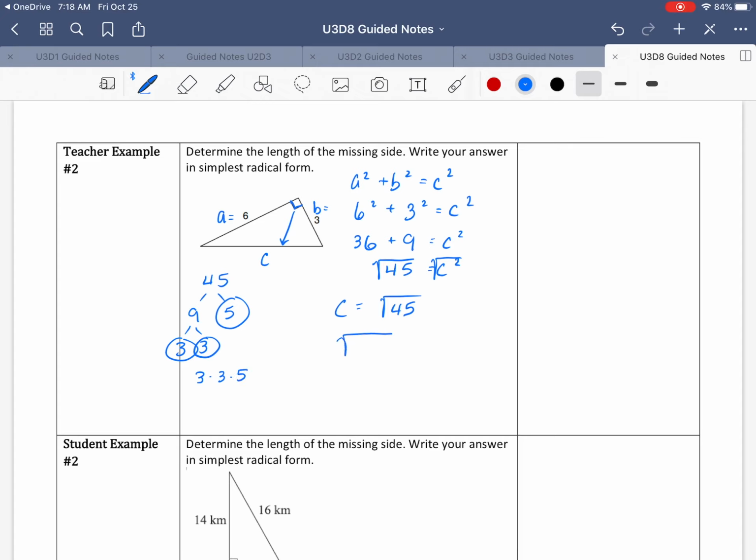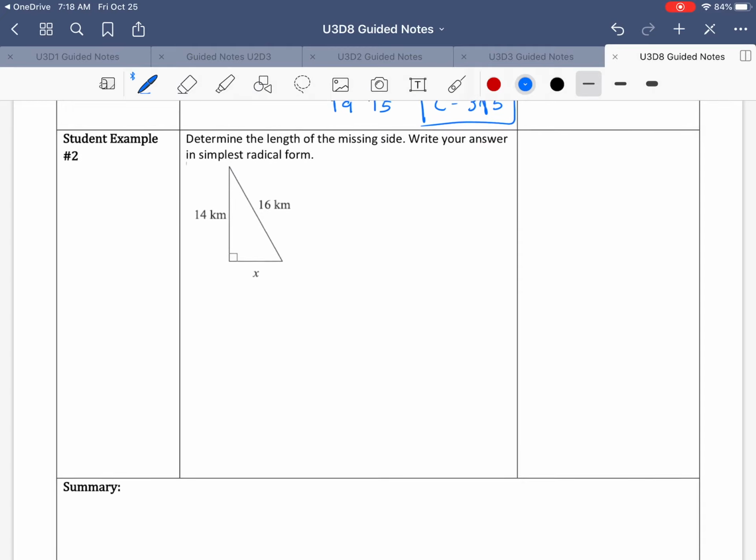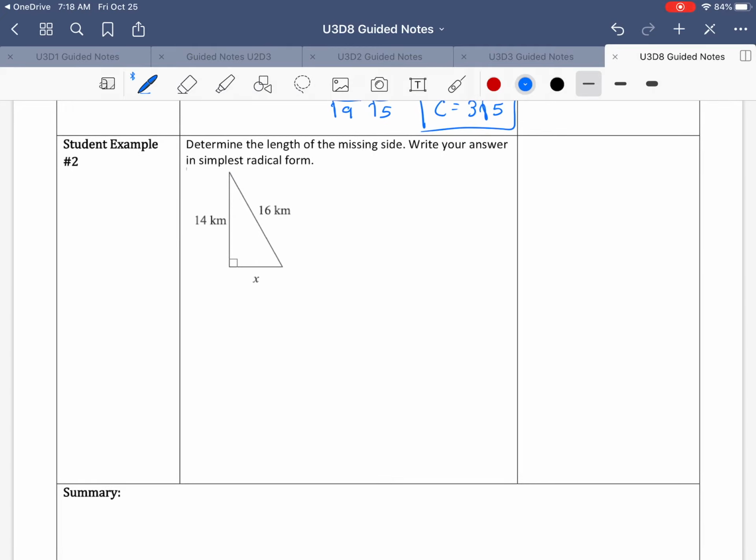So we have the square root of 3 times 3 times 5, and there's our pair. It's going to be the square root of 3 times 3, and the square root of 5, which is the square root of 9 times the square root of 5. And we know the square root of 9 is 3, so our final answer is C is equal to 3 square root 5. Take some time and try student example number 2, please.